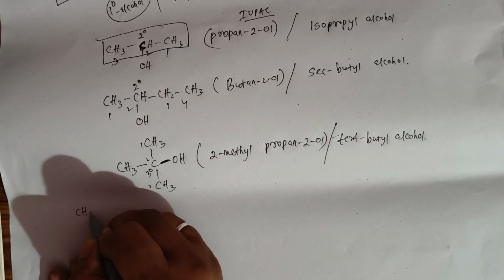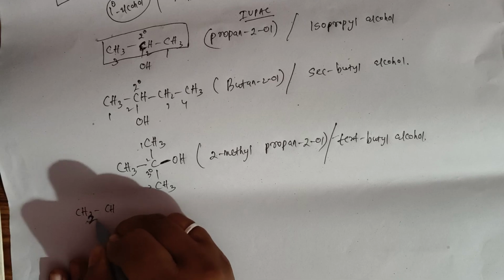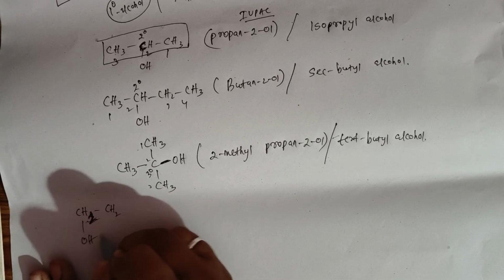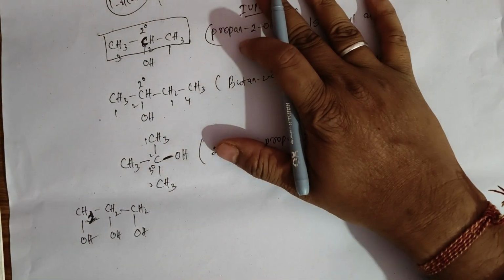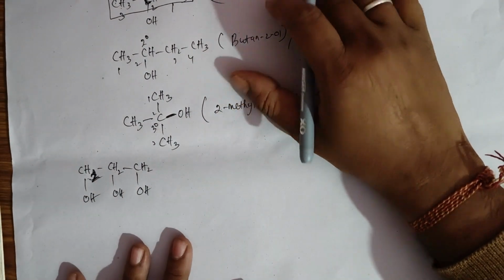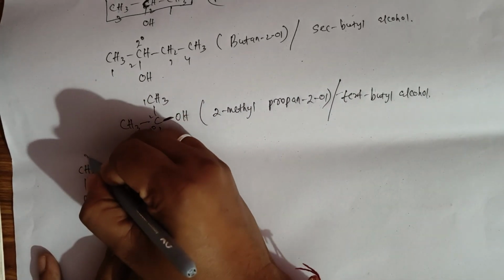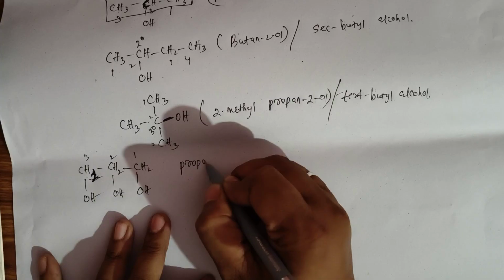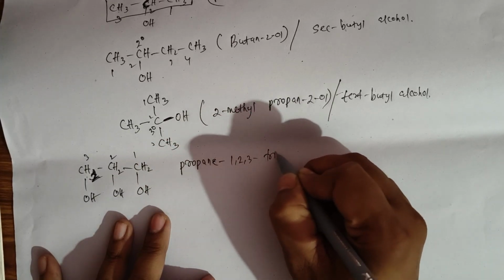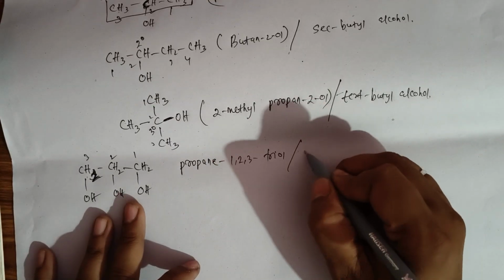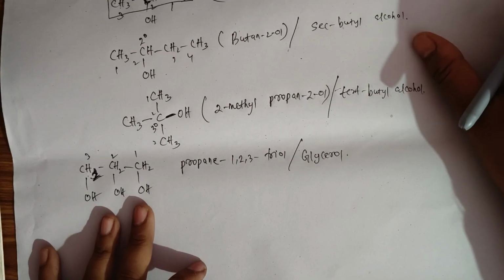Let me take a simple example. CH2OH, then CH2OH. Here, multiple OH functional groups are present in a carbon chain. Then what will be its IUPAC name? 1, 2, 3. Here, propane-1,2,3-triol. This is our IUPAC name. What is its common name? Its common name is glycerol. I hope it is clear to all of you.